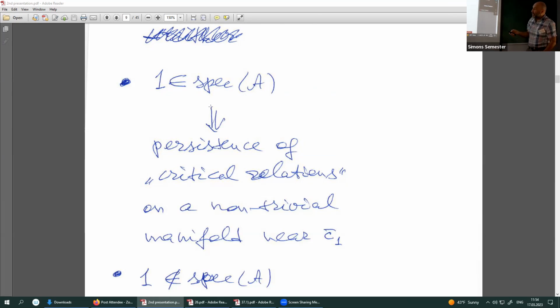So if one is in the spectrum, then there is a persistence of the critical relation. That is, there exists a non-trivial manifold through this point, which is the zero of this R, on which the critical relation always holds. So, for example, in dimension 2, by the uniqueness theorem, it would mean that this critical relation holds everywhere, which is definitely absurd, usually.